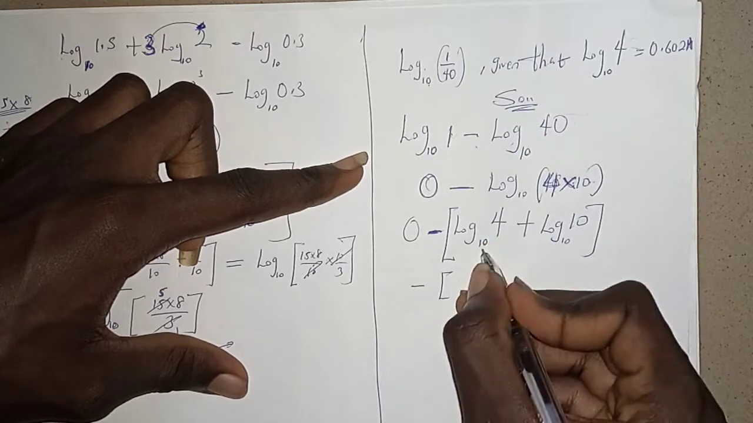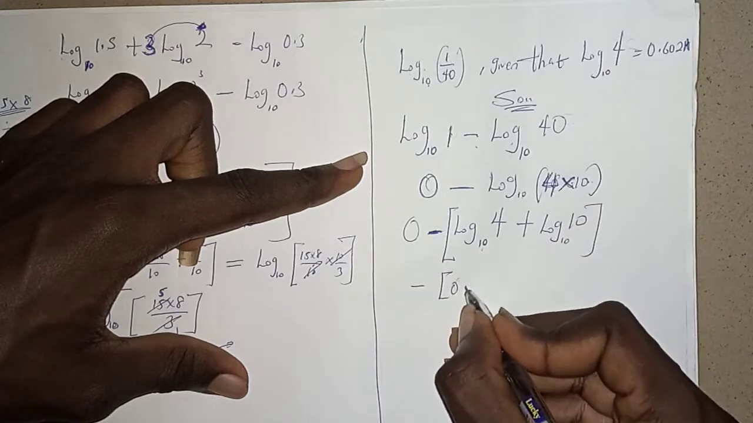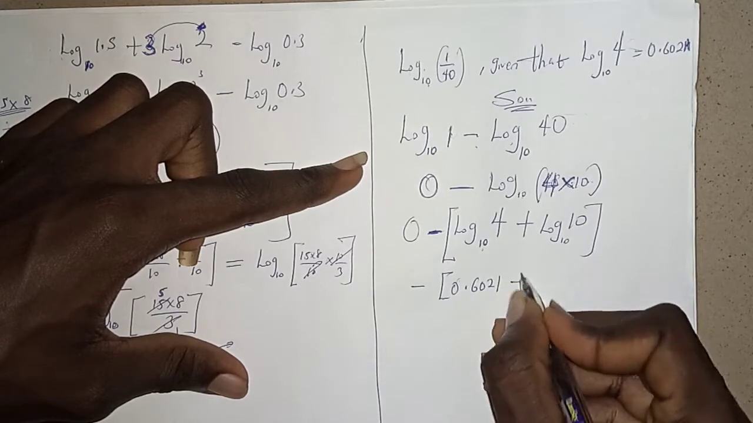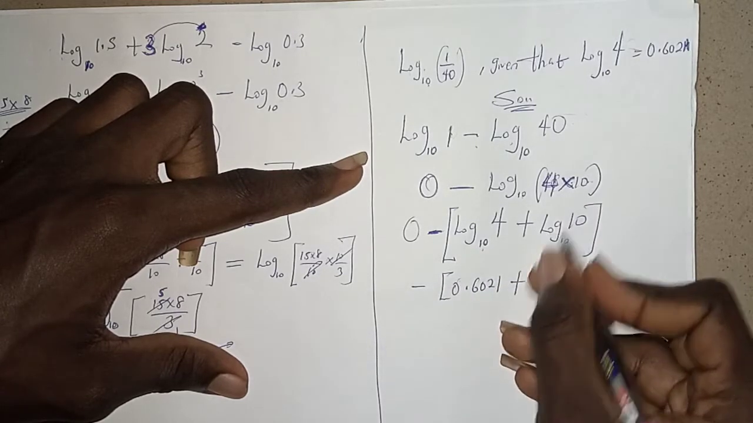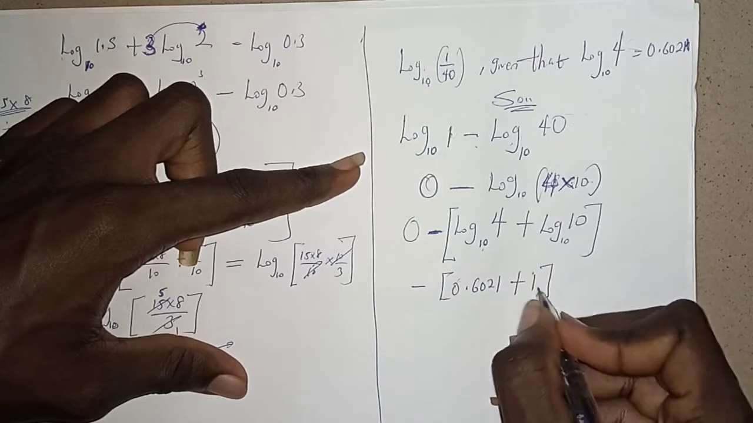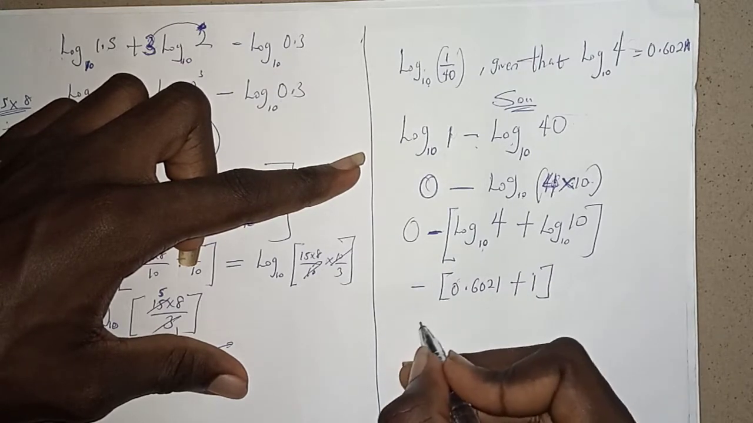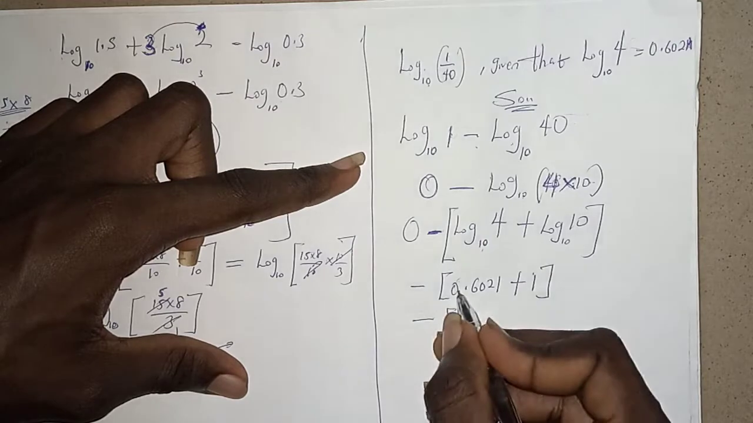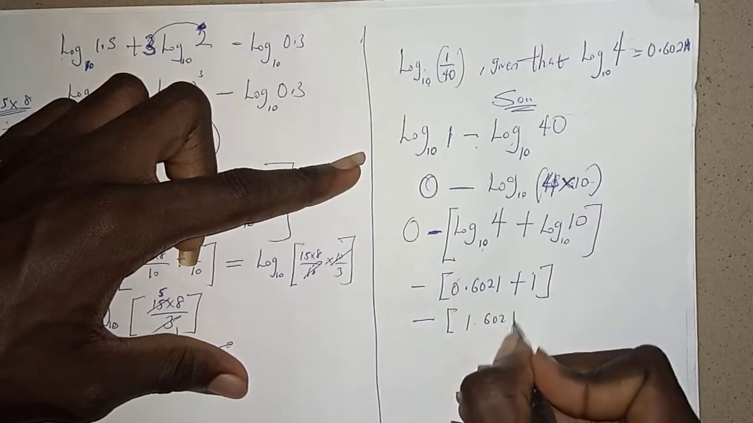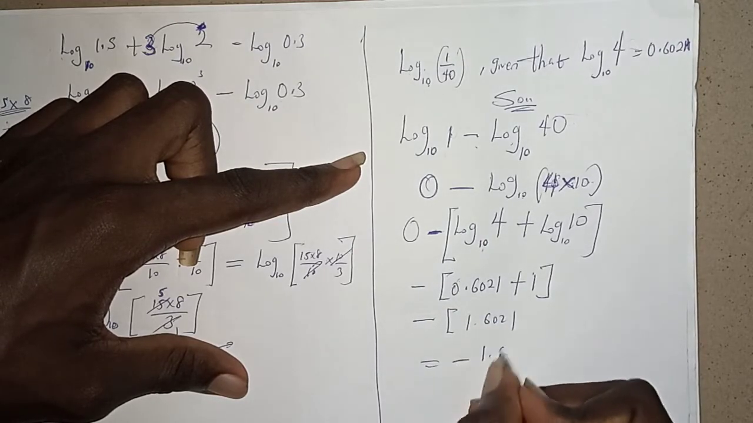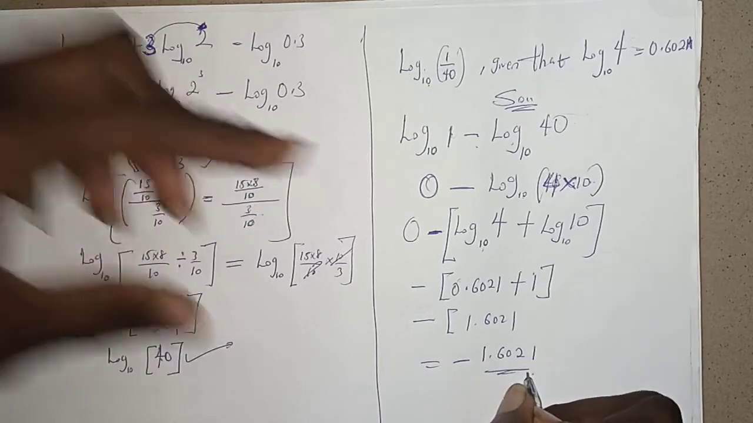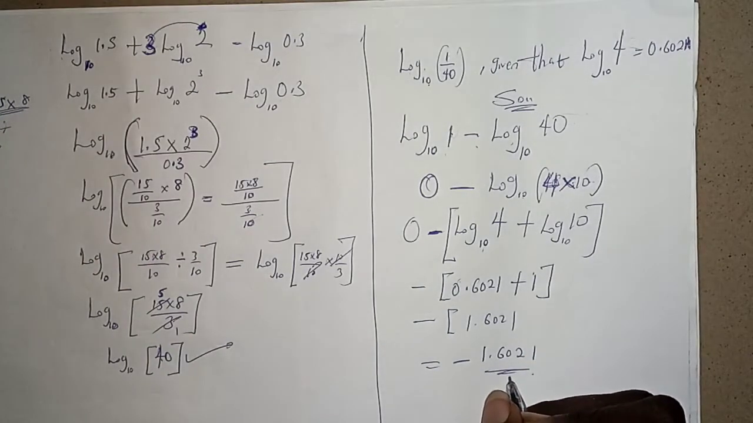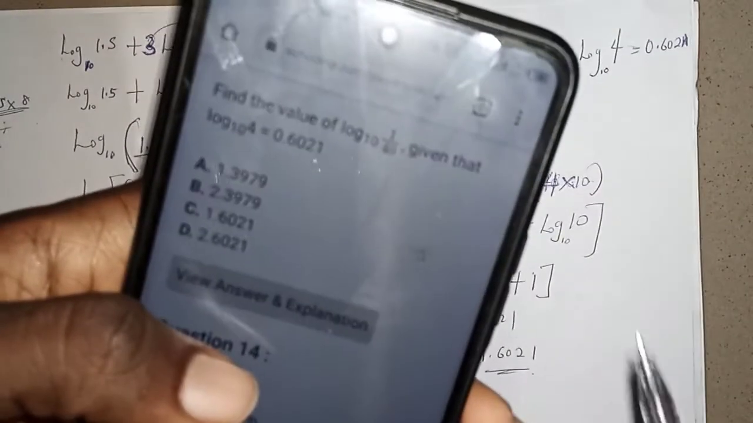I will have log 4 to base 10, which is given as 0.6021, then plus, finally, log 10 base 10 is 1. So if I decide to add this and this together, this plus 1, that is 1.6021. So the final answer is minus 1.6021. So that's the correct answer to the question we have above.